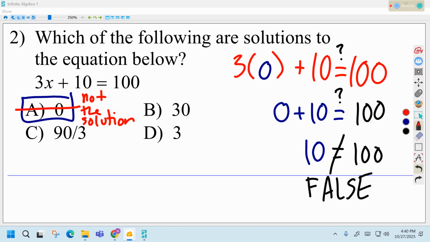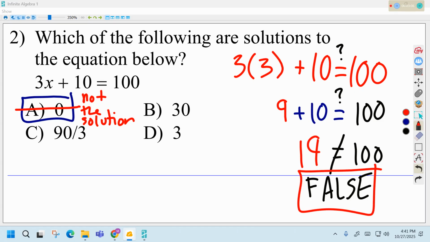So we could go ahead and try 3. Let's try 3. That's a small number, right? It won't take us too long to do that. So 3 times 3 is 9. And 9 plus 10 is 19 instead of 10 like we had last time. And this is also false, right? 19 is not equal to 100. So that means that when I plug in 3, I do not get a true equation. So this cannot be the solution, okay?